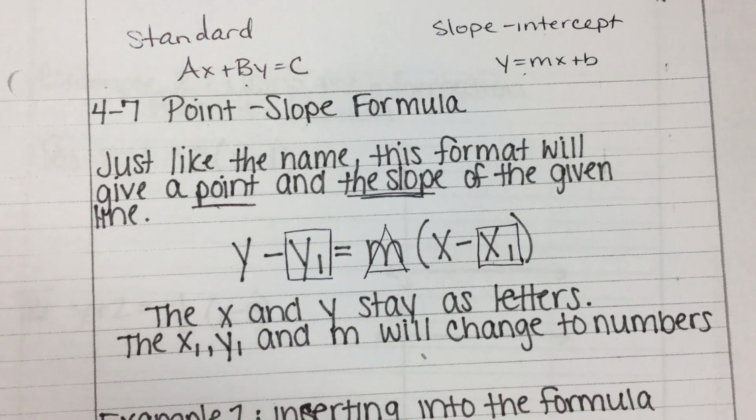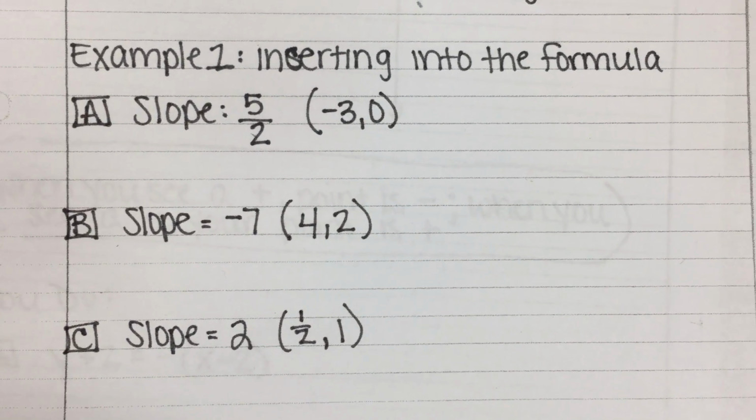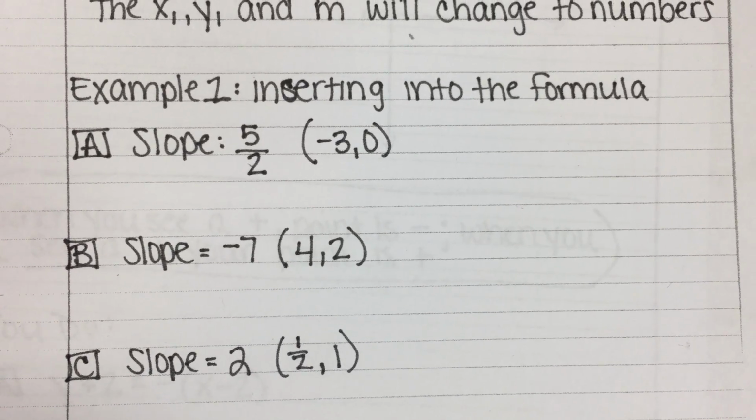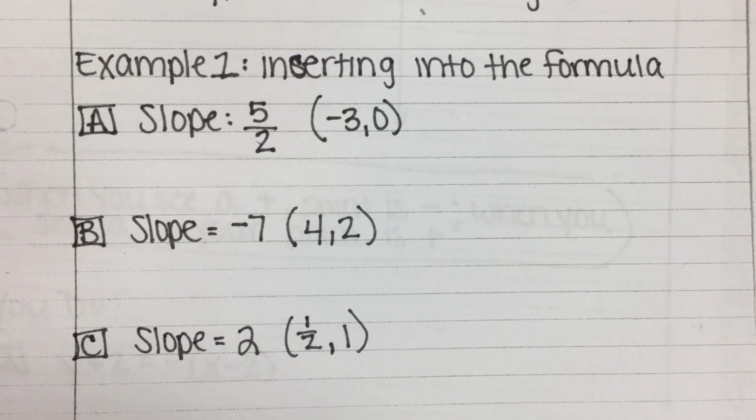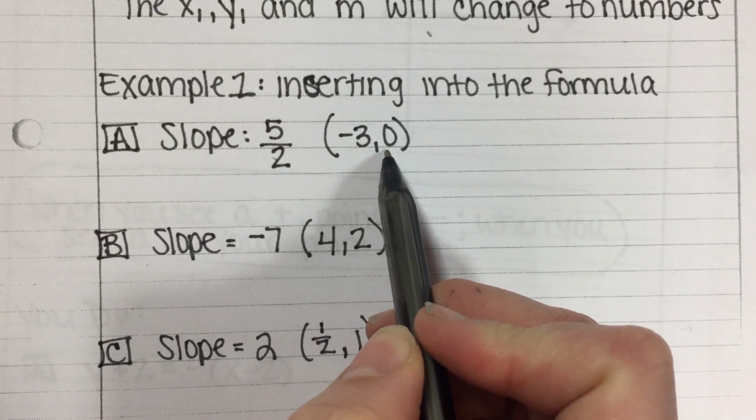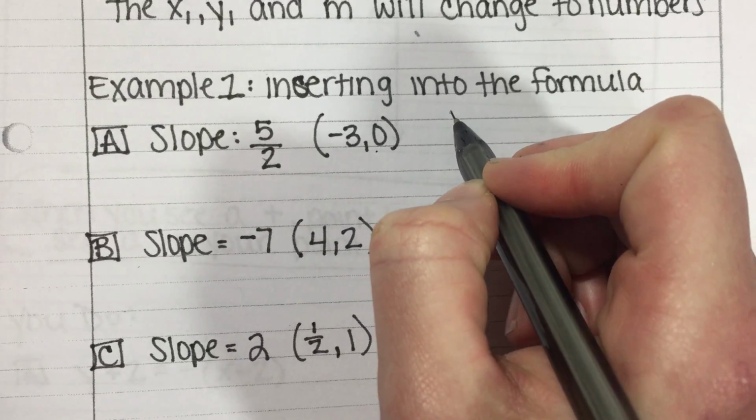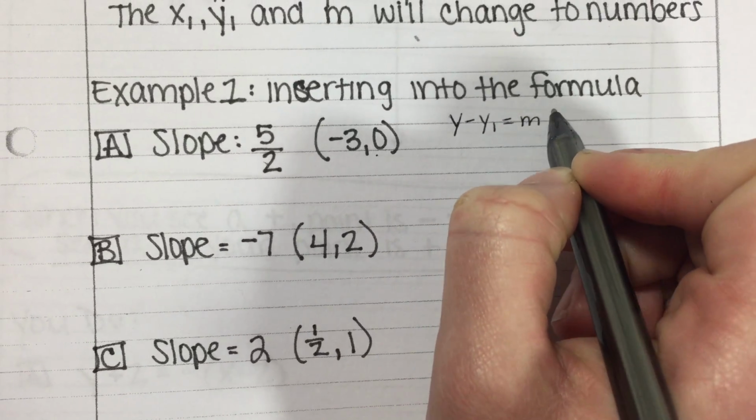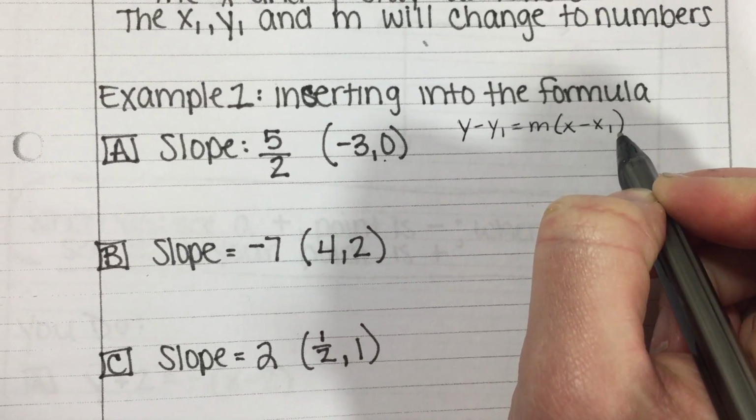So in this first piece, we're going to look at several examples. So we're going to take a look at just plain old inserting it into the formula. All right, so we're going to take a look here. I'm given the slope is 5/2, and I have the point of -3, 0. So we're going to utilize our formula. All right, so I'm going to actually start off with the formula written again. So it says y minus y1 equals m times the quantity of x minus x1, close quantity.